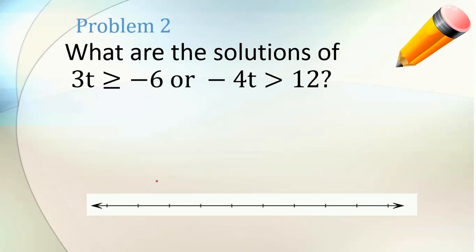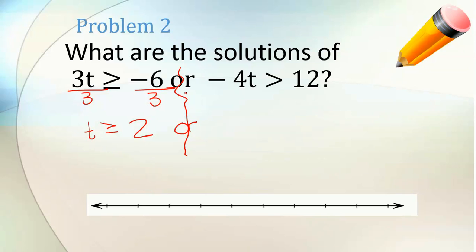Let's look at problem 2. So I have 3t is greater than or equal to negative 6, or negative 4t is greater than 12. So let's draw my division line for my or. 3t is greater than or equal to negative 6. Looks like I need to divide by 3, right? Because I need t alone. So I get t is greater than or equal to negative 6 divided by 3. That's negative 2. Now notice, I didn't divide by a negative, so I didn't have to flip the sign at all.